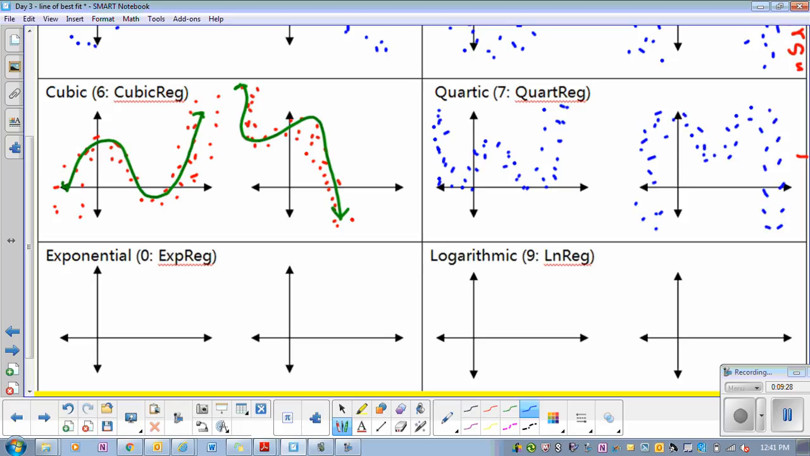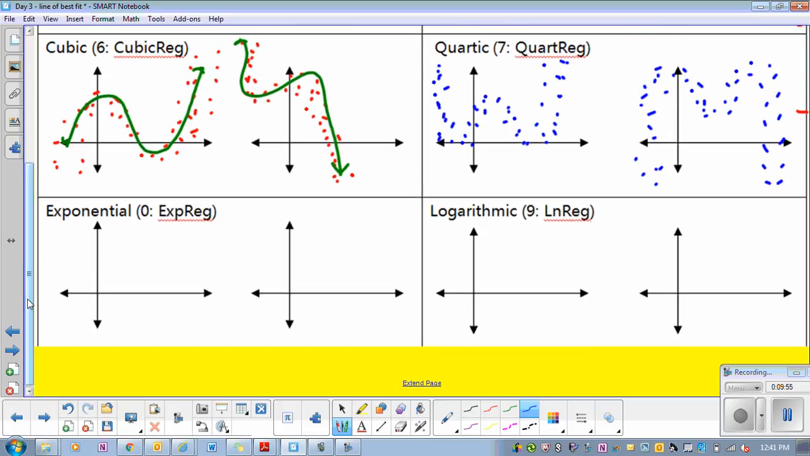And of course, they're never going to look this perfect. This is an out in the real world type of thing. I'll draw this one too so that we know.